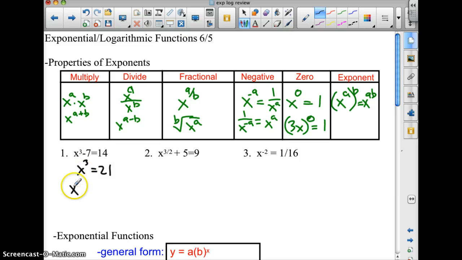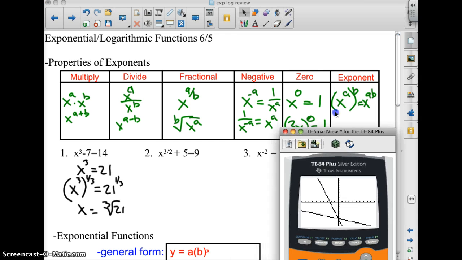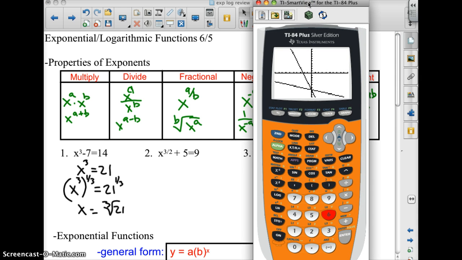Now, what I do in this kind of instance is I raise both sides to the reciprocal power. And then I use my power of a power rule. 3 times 1/3 is 1. It's x to the 1st. I get x. And that is the cube root of 21. Now 21 is not a perfect cube. So if it wants it to the nearest tenth or anything like that, then you would use this.